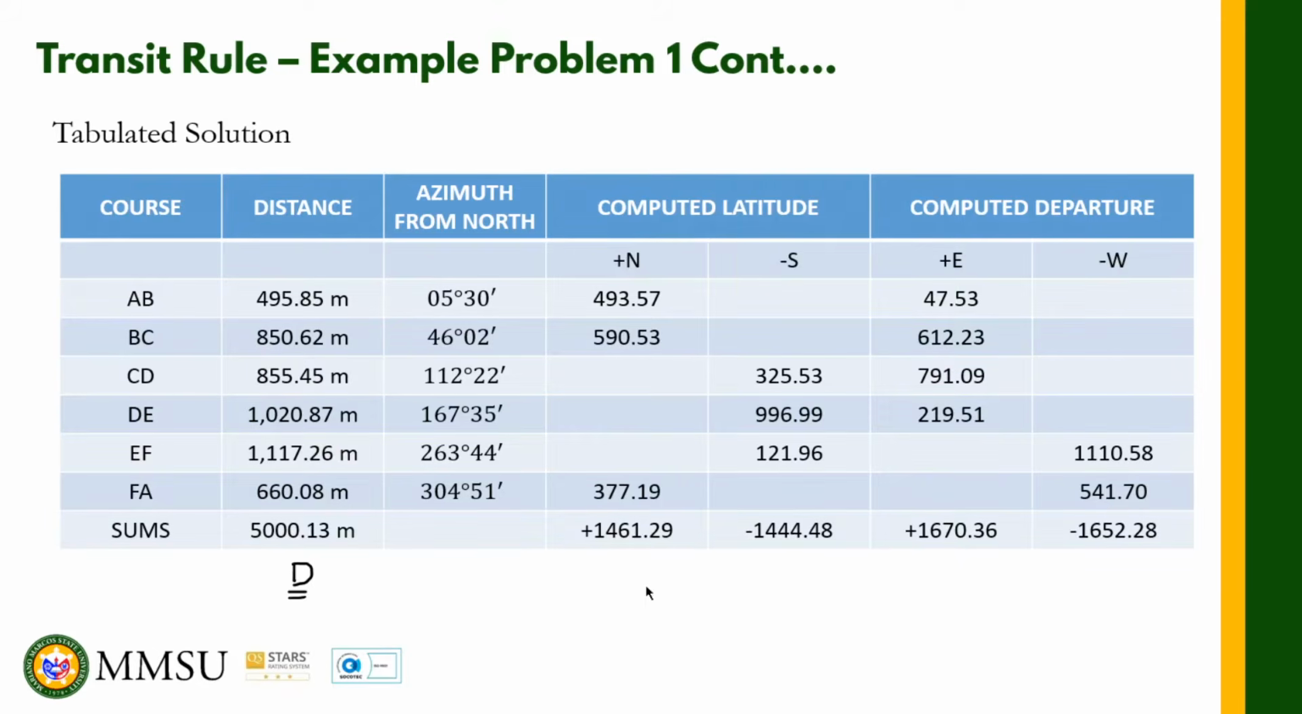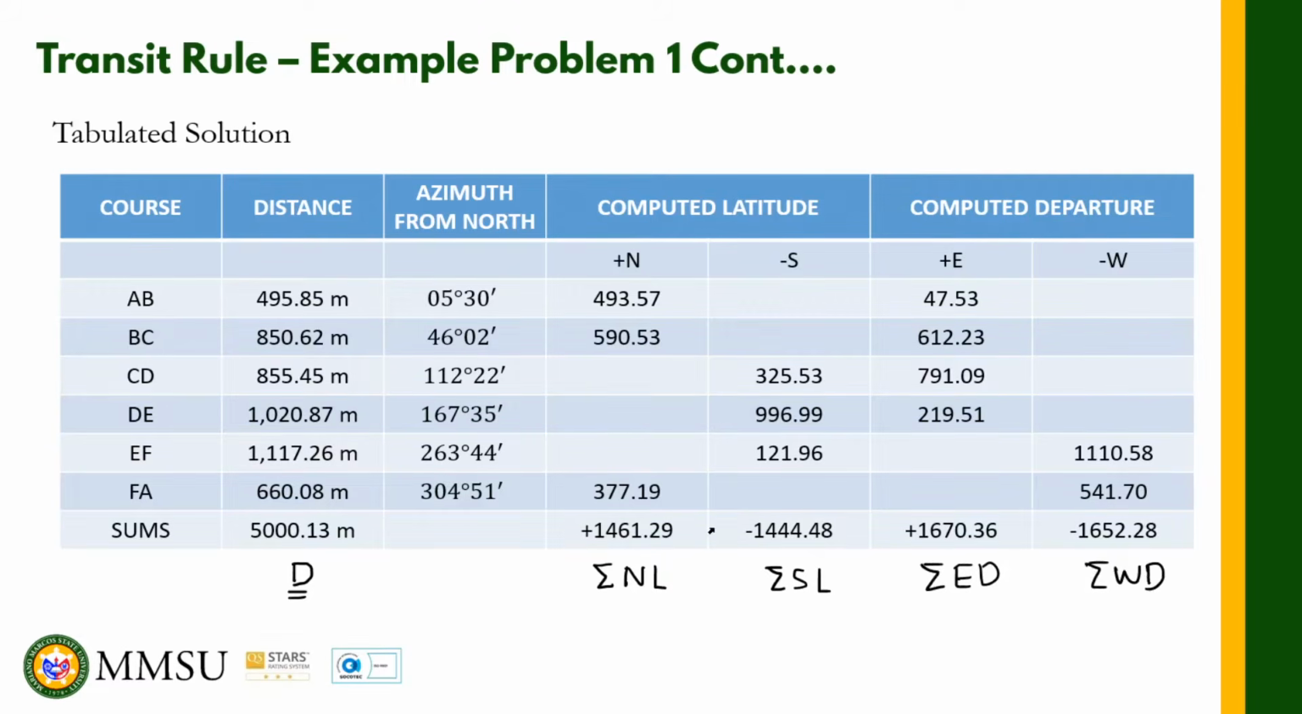As you can see, in the last row, the sum of the positive north is 1461.29. This is actually our summation of north latitude, summation of NL. This one is the summation of south latitude, summation of SL. We just need the sum of the positive north and the negative south. This one is our summation of the east departure, and this one is the summation of our west departure.